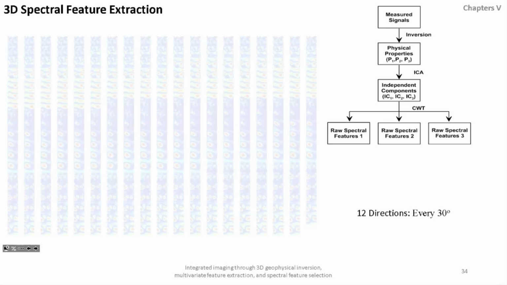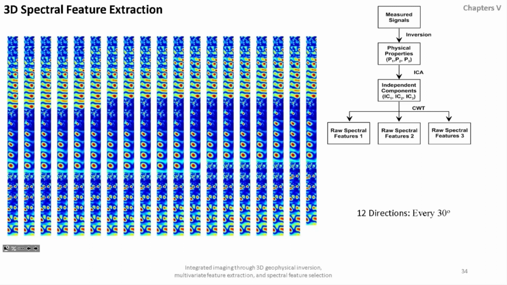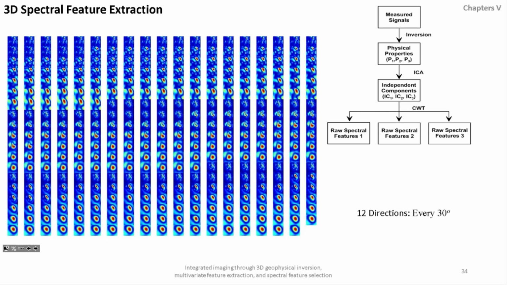To extract the spectral features, three independent components are decomposed to form a set of raw spectral features through continuous wavelet transform. We calculated the 2D wavelet coefficients for 5 scales and in 12 directions. That means every 30 degrees. Therefore, 360 3D raw spectral features are produced that are presented from deep to shallow here. It's like an animation here.